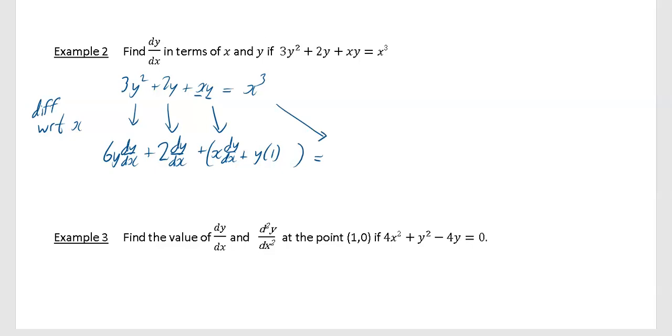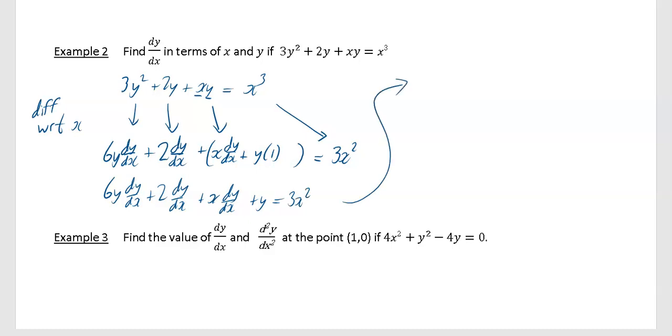So you've got to differentiate both sides of the equation, and differentiate x cubed with respect to x. You're going to get 3x squared. Okay, bit of a mess, so let's just tidy up. What we have here is 6y dy by dx plus 2 dy by dx plus x dy by dx plus y is equal to 3x squared.